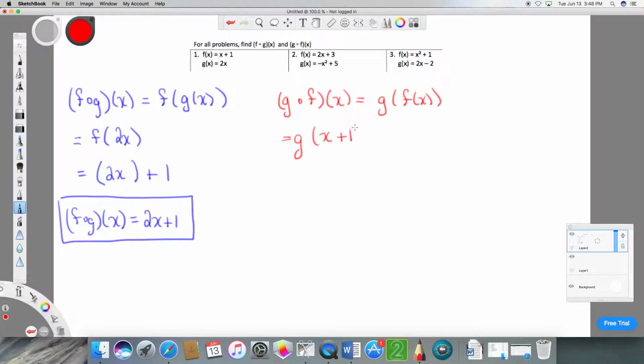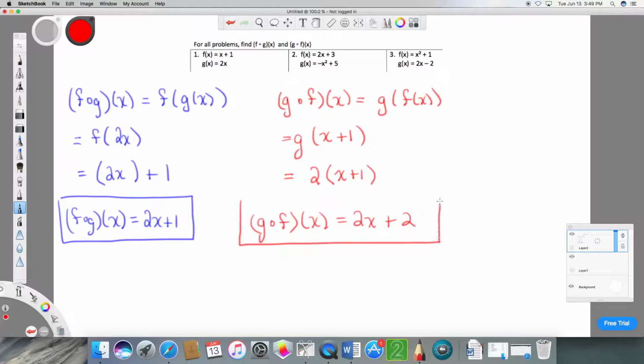What does the function g do to the input? Well, g always multiplies two values together. The first one is 2, and the second one is the input, no matter what that input is. So we distribute that 2, and we have a final answer that g composed with f of x is equal to 2x plus 2. So we used f and g to create these two new functions through function composition.